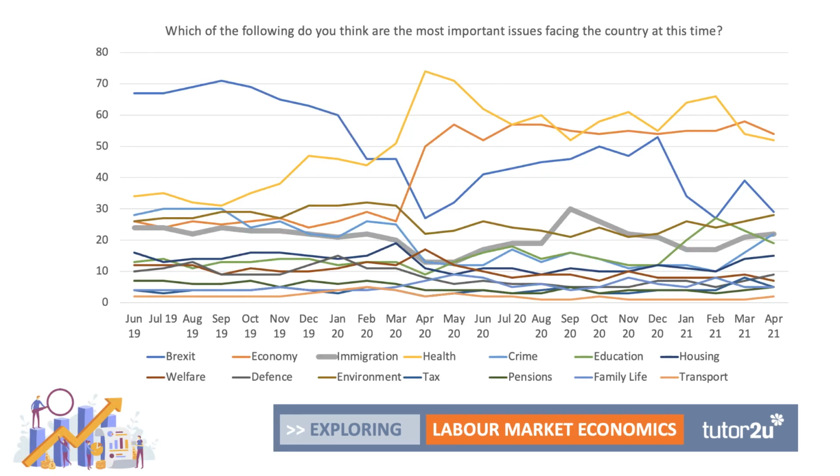The issue of immigration, of course, has been a key one in politics for many years. This is quite not an easy chart to look at. I'll simplify it in a second. But it basically tracks a survey in the UK of people who were asked which of the following do you think are the most important issues facing the country at this time.